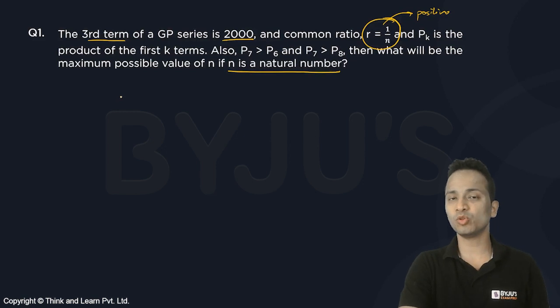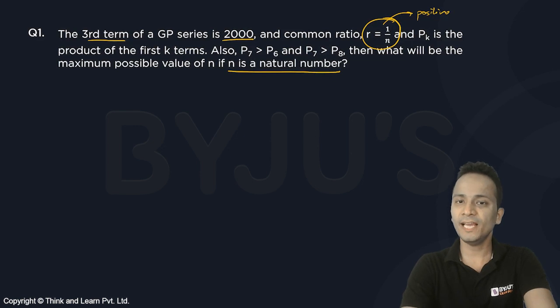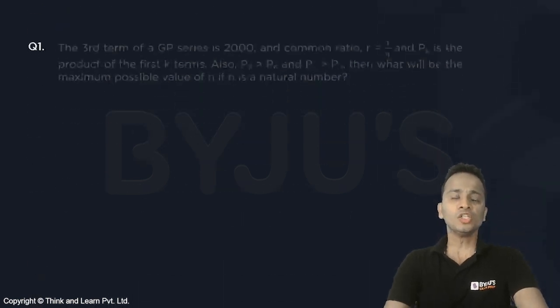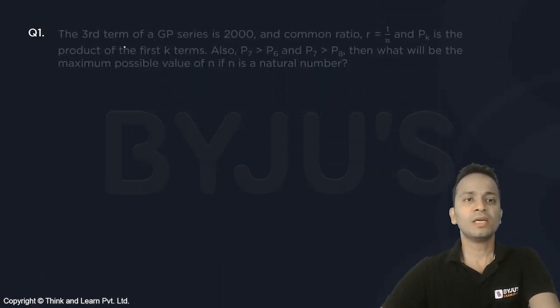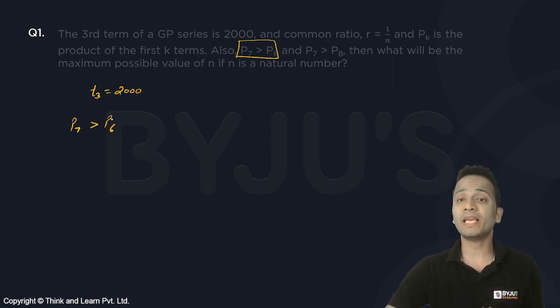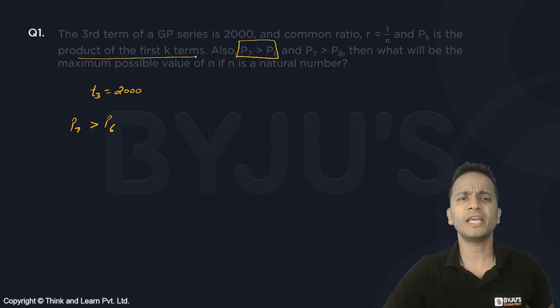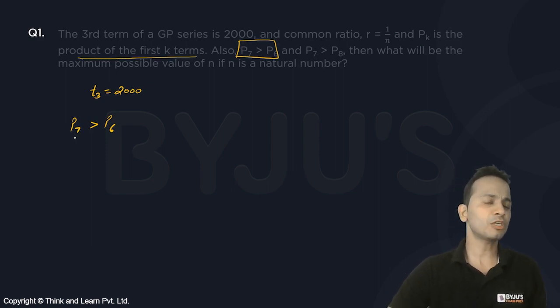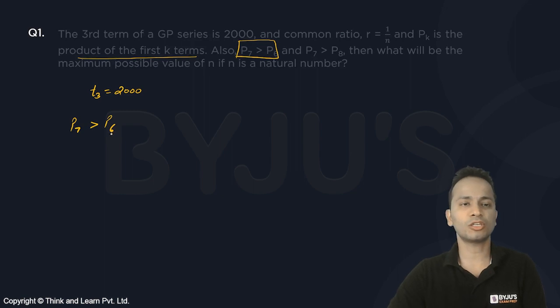This particular thing will be useful in this question because there are some inequalities which are given in this question. Okay, so let's begin solving this. Now, third term T3 is given as 2000. Okay, now the first inequality I'll pick is P7 is greater than P6. Now, what is PK? PK is the product of first K terms. All right. So that means the product of first 7 terms is greater than the product of first 6 terms. This is the first inequality.